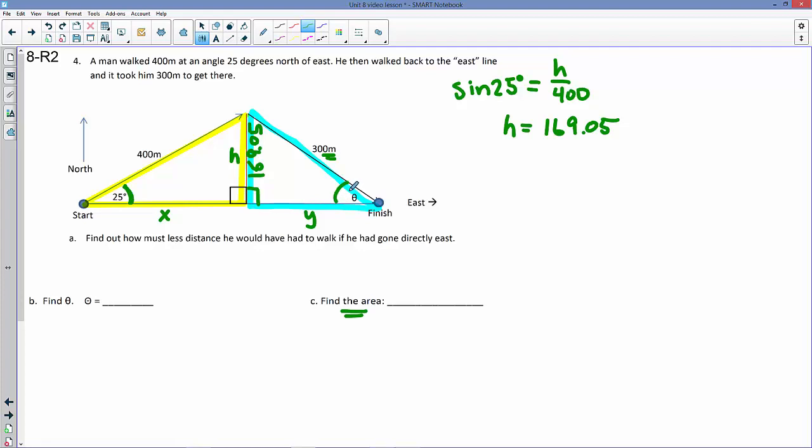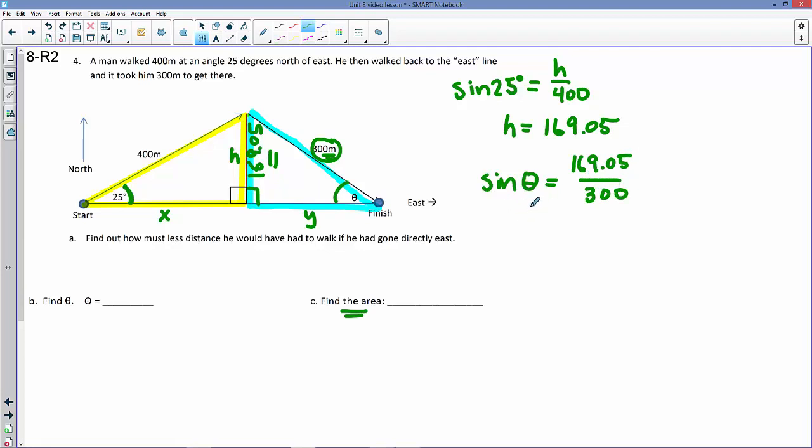Both of them require that you use an answer that you figured out earlier, so you're not going to avoid any particular potential mistakes. From theta's perspective, this is the opposite leg, and this is the hypotenuse. So I'm going to use sine. The sine of theta is equal to the opposite leg over 300.